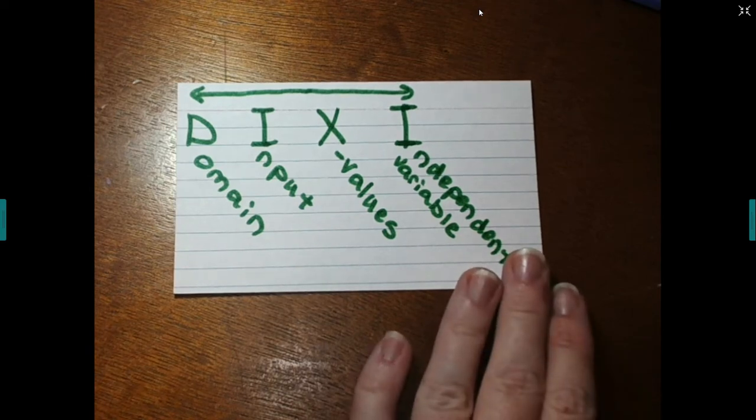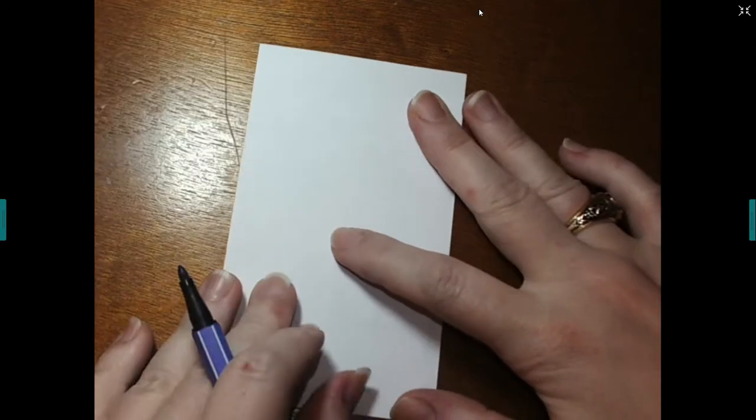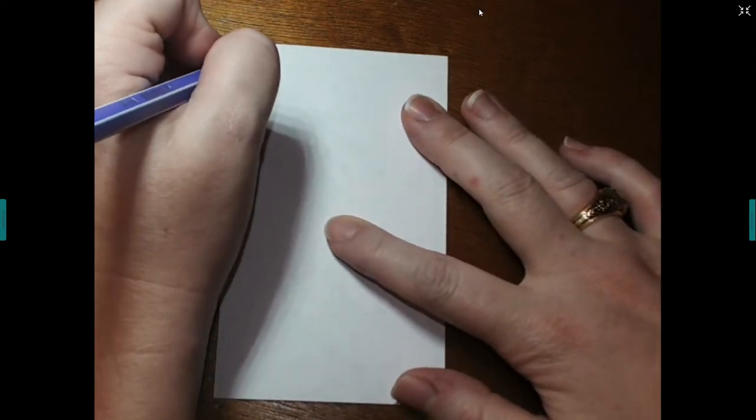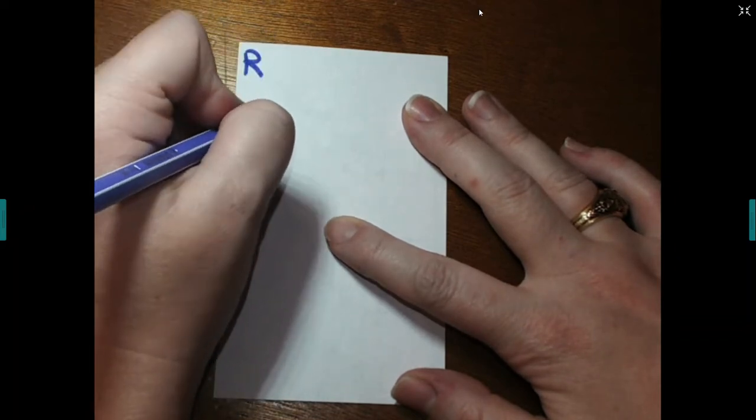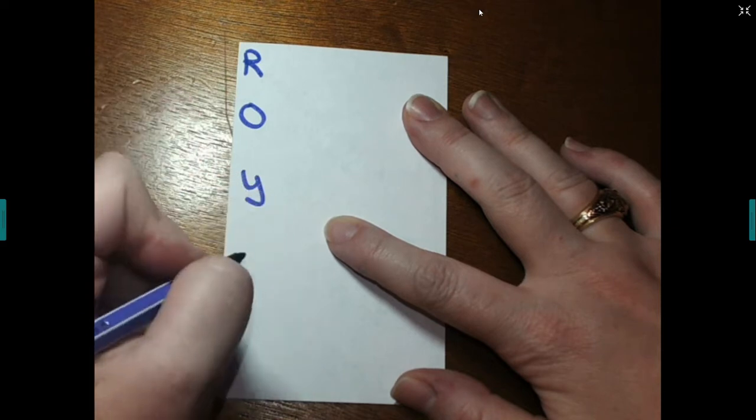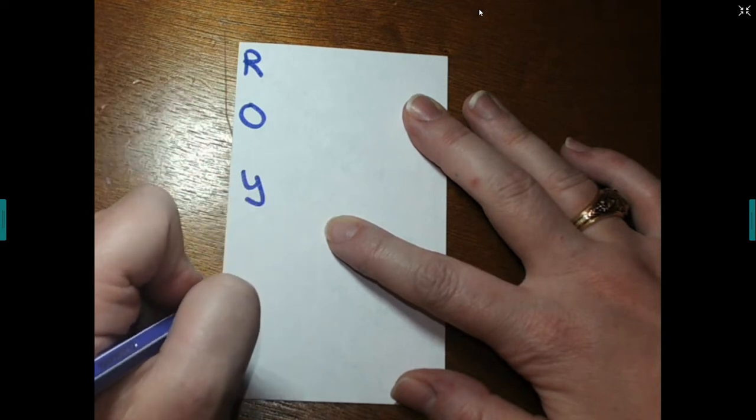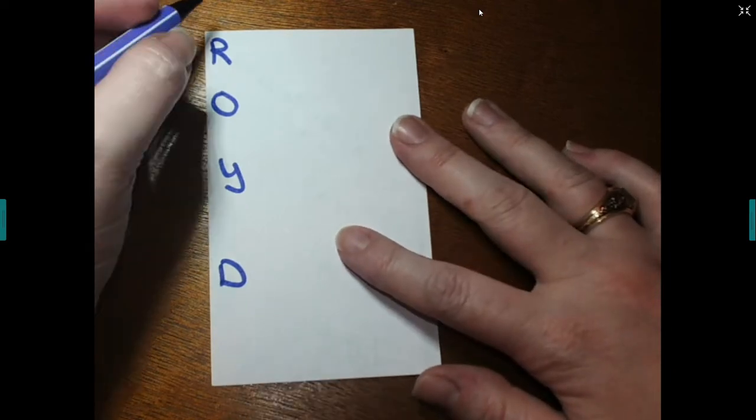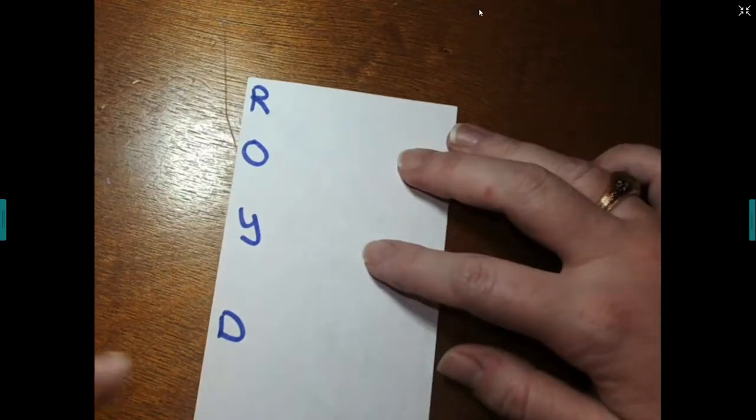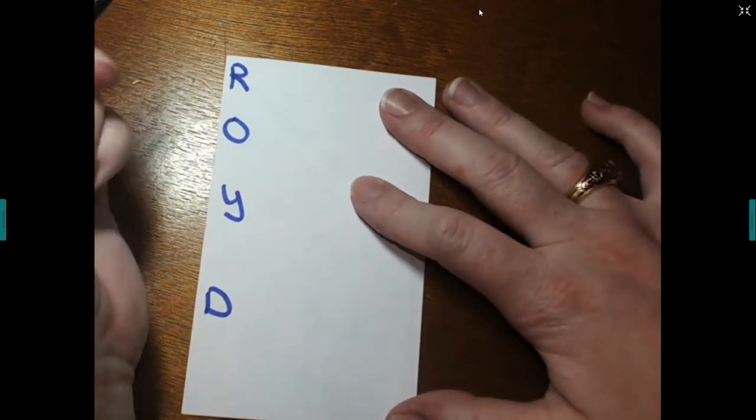Okay, the other side is going to be Royd, R-O-Y-D. And this side we actually do start vertically. See if you can figure out why. R-O-Y-D. It's not evenly spaced, but it'll work for today. So earlier we had Dixi. Now we have Royd. So we have Dixi Royd.